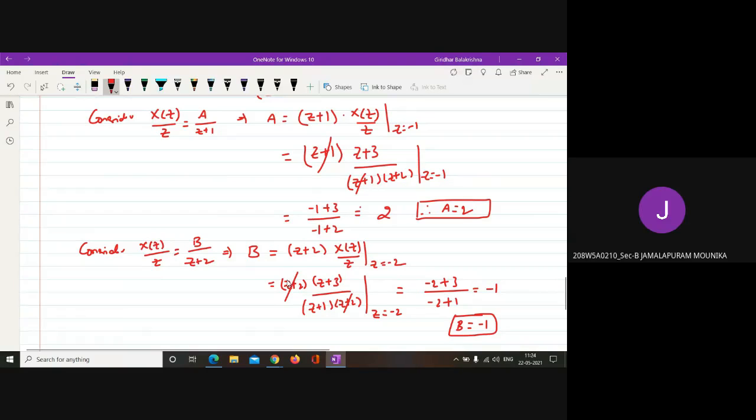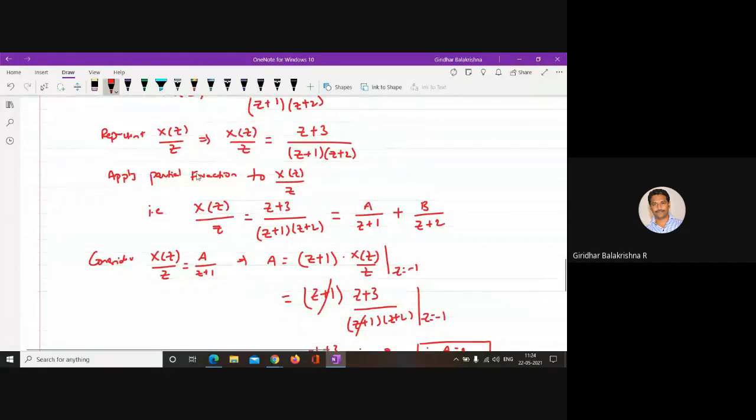All of you are able to understand? Diploma students, are you following? Yes, sir, we are following, sir. Okay. So now substitute a and b values in this expression.